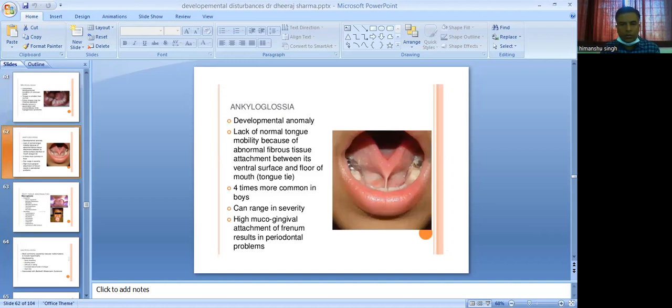In ankyloglossia, commonly known as tongue tie, the developmental anomaly is the lack of normal tongue mobility because of abnormal fibrous tissue attachment between its ventral surface and the floor of the mouth. This is 4 times more common in boys. It shows high mucosal wall attachment of the frenulum, resulting in feeding problems.